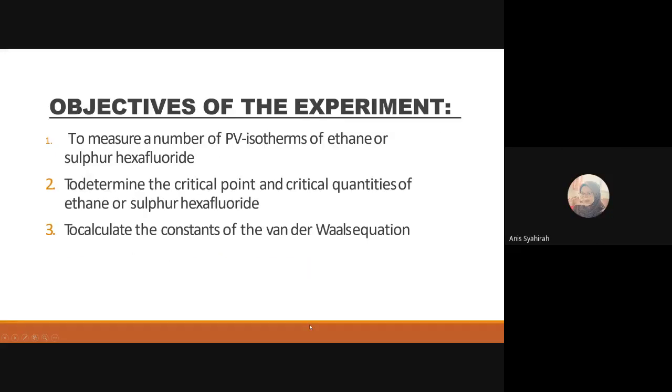Okay, the objective of the experiment is first to measure a number of PV isotherms of ethane or sulfur hexafluoride, second to determine the critical point and critical quantities of ethane and sulfur hexafluoride, and third to calculate the constants of the van der Waals equation.